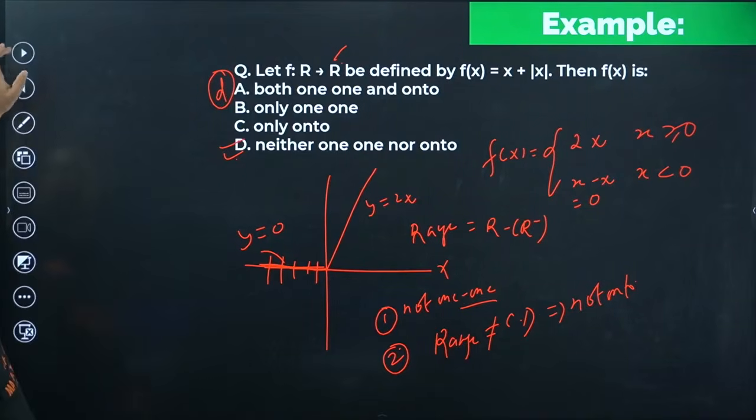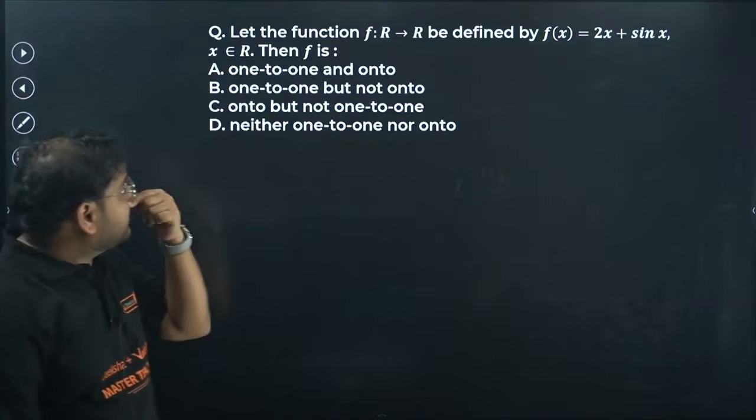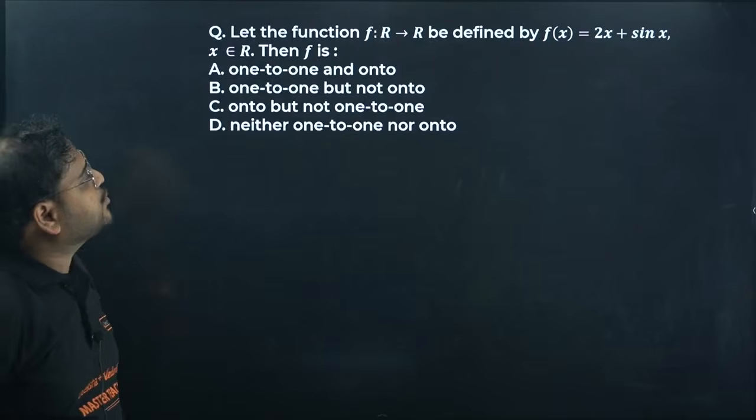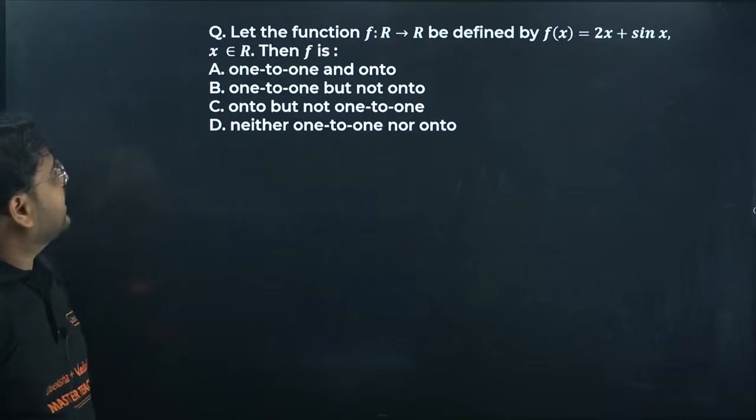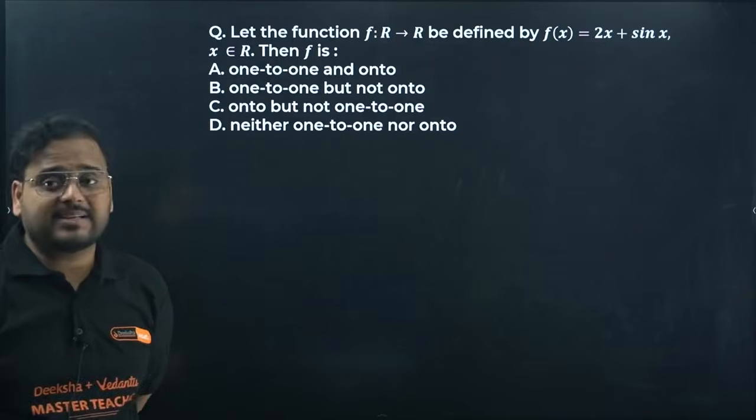Next, we can move on now. Let the function f from R to R be defined by f(x) equals 2x plus sin x, x belongs to R. Then f is what? 2x plus sin x.